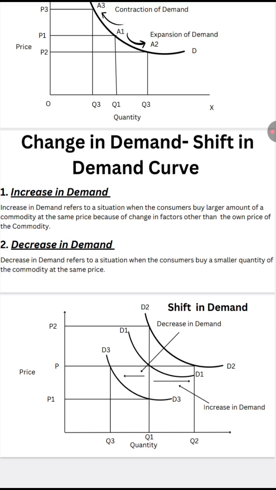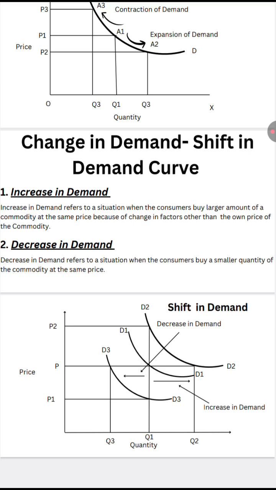Shift in demand curve is of two types: increase in demand and decrease in demand. Increase in demand means a situation where the consumer buys a larger amount of the commodity due to a change in fashion, trend, or income of the consumer, or any price related good. And decrease in demand means there is a decrease in demand due to a change in fashion, trends, taste and preferences, all these things. So here we keep the price of the commodity constant and the rest of the factors independent.